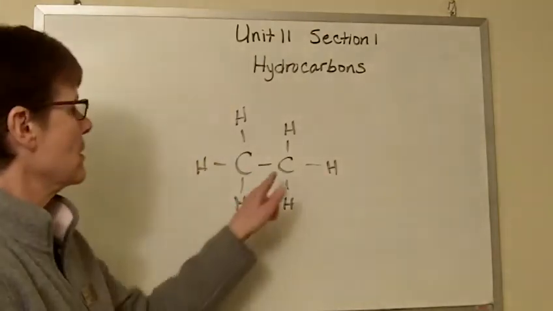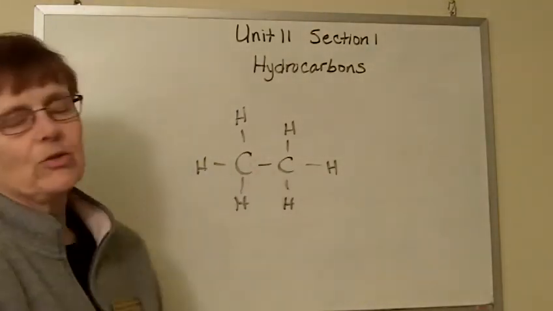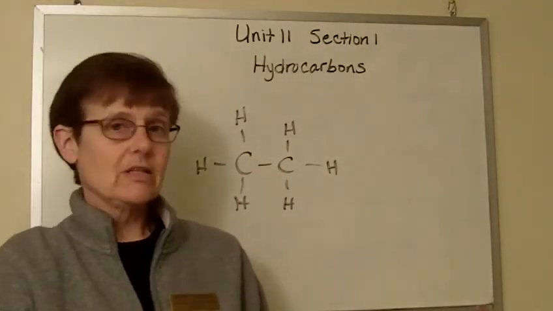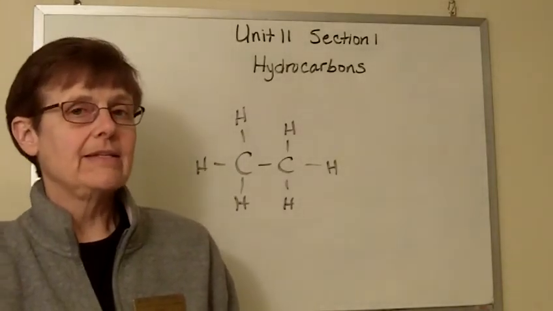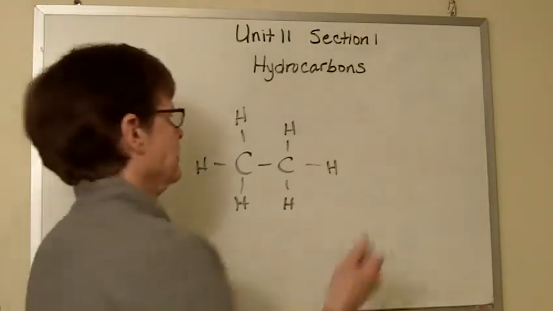Now, what is the geometric shape around those carbons? We learned this a long time ago. A carbon with 4 bonds around it will make a tetrahedral shape.